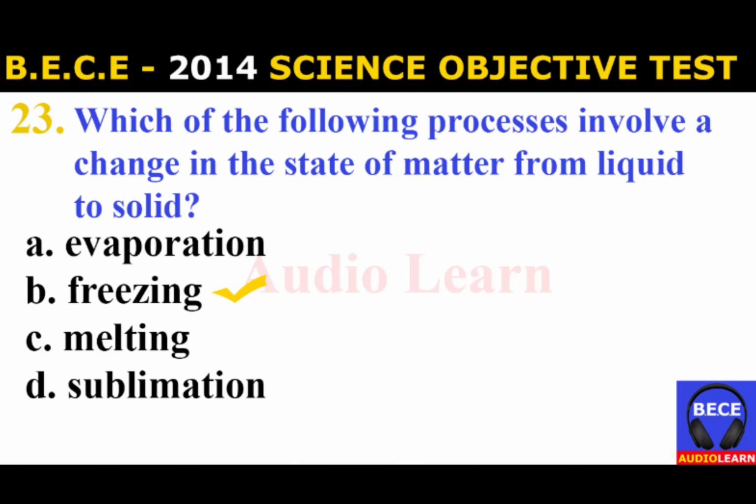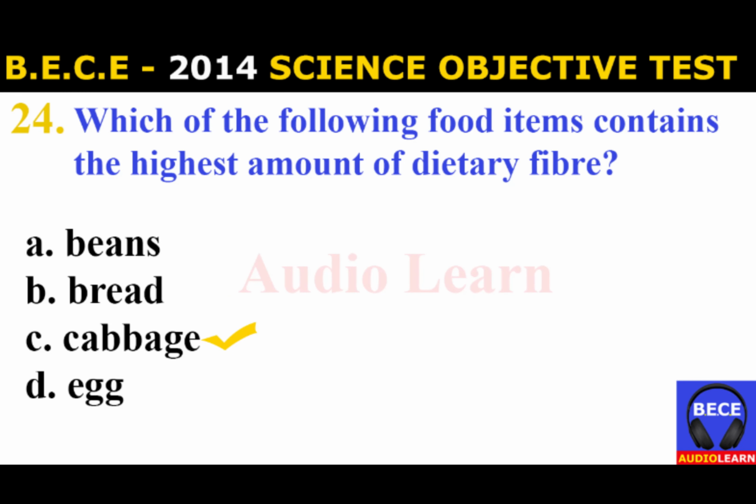Number 23. Which of the following processes involve a change in the state of matter from liquid to solid? A. Evaporation, B. Freezing, C. Melting, D. Sublimation. And the answer is B. Freezing. Which of the following processes involve a change in the state of matter from liquid to solid? B. Freezing.